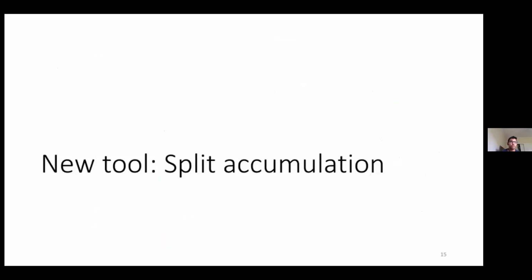So this is the state of the art: IVC from SNARKs and IVC from SNARKs with atomic accumulation. What we do in this work is introduce a new tool called split accumulation, and we use that to make IVC cheaper.